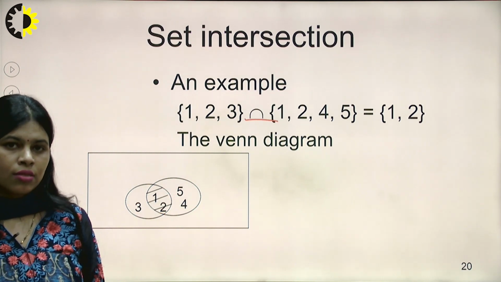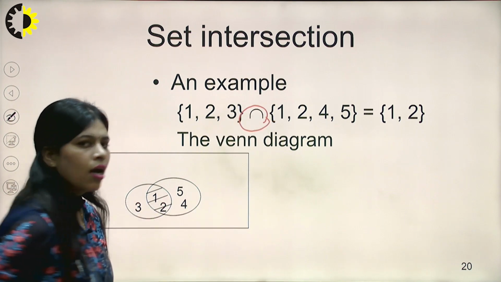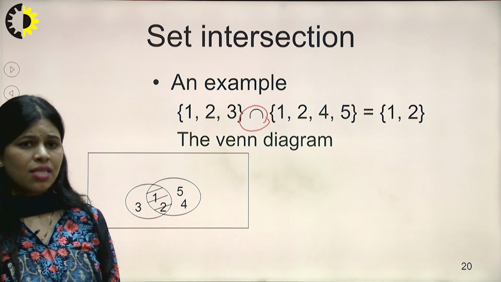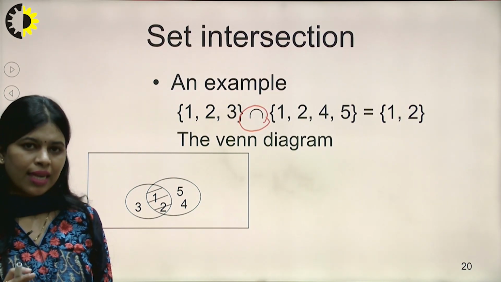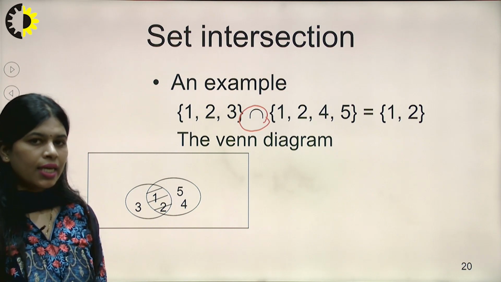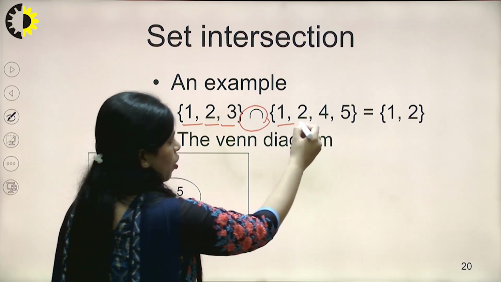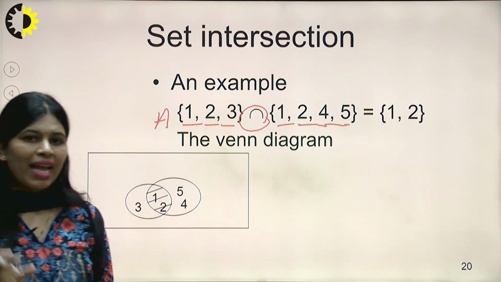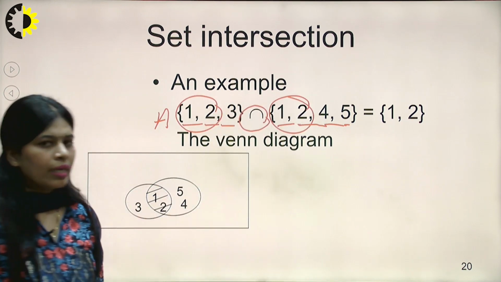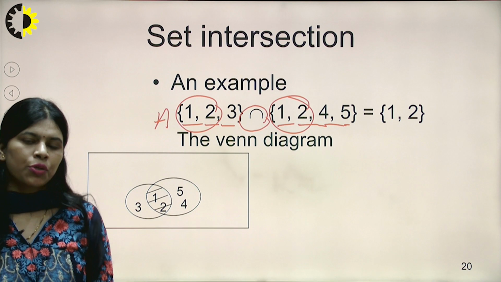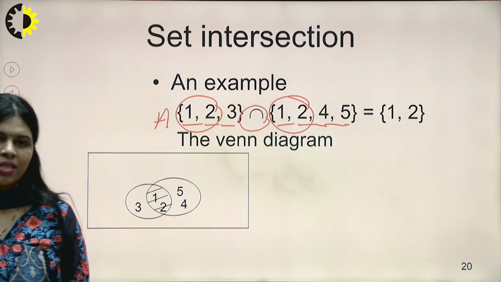The second operation is intersection. The representation sign is the opposite of U. We take only the common elements present in both set A and set B. For example, set A is 1, 2, 3 and set B is 1, 2, 4, 5. The common elements are 1, 2. So the intersection operation is used to find the common elements present in both set A and set B.